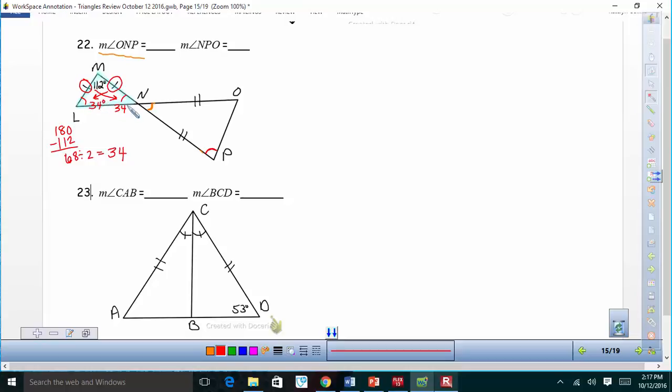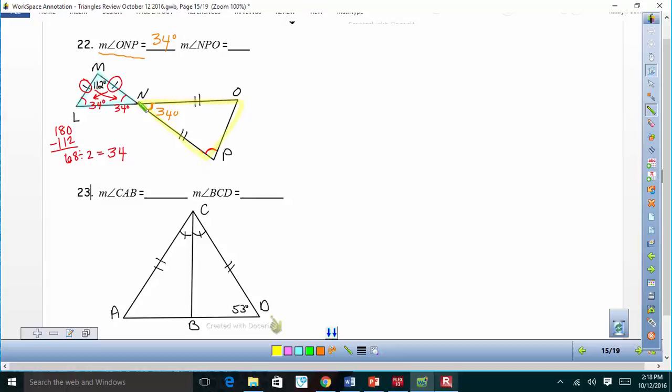Now, how does that help me find this angle here? Yeah, they're vertical. So if this is 34, so is this one. So this is 34. So we'd write 34 up here. Now we want to find NPO, which is this angle right here. So looking at the second triangle, what type of triangle is this?